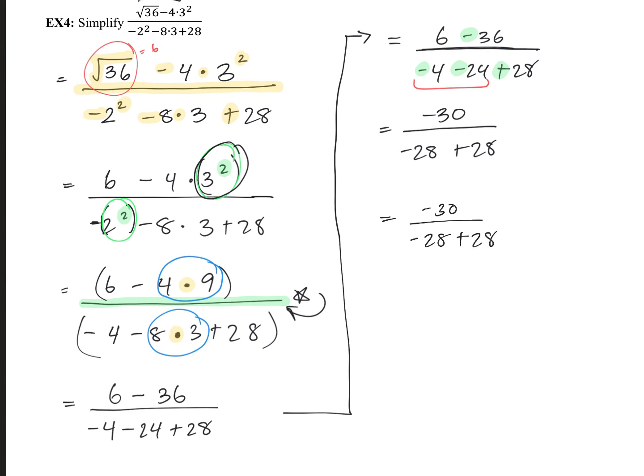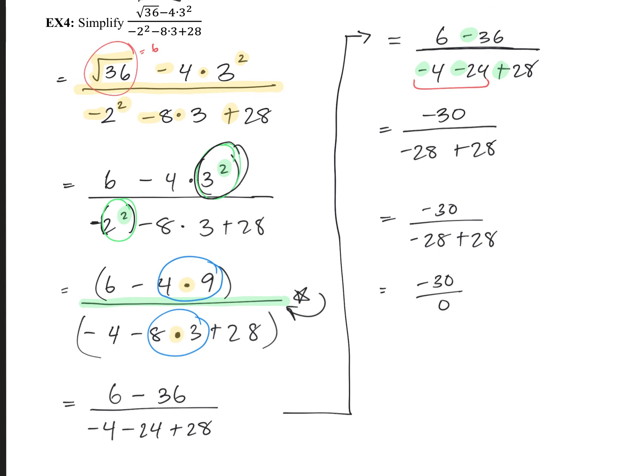We can't do anything on the top, but we can do something on the bottom. Negative 28 plus 28. What does that mean? You owed the bank $28, and then you gave back the bank $28. You broke even, right? You don't owe the bank any more money, but you don't have anything in the bank, but at least you don't owe it any money. So that is 0. Now we're left with negative 30 divided by 0.